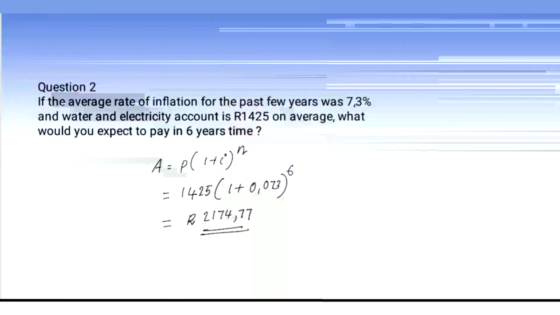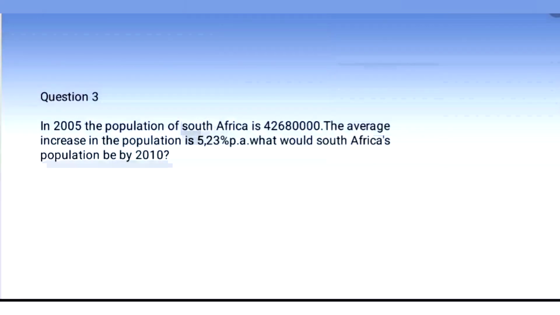Let's do one more question. Question number 3. In 2005, the population of South Africa is 42,680,000. The average increase in the population is 5.23% per annum. What would South Africa's population be by 2010? Here they are talking about the population. Here also we are using the very same formula that you used in the previous questions, because it's population. So what is the formula?